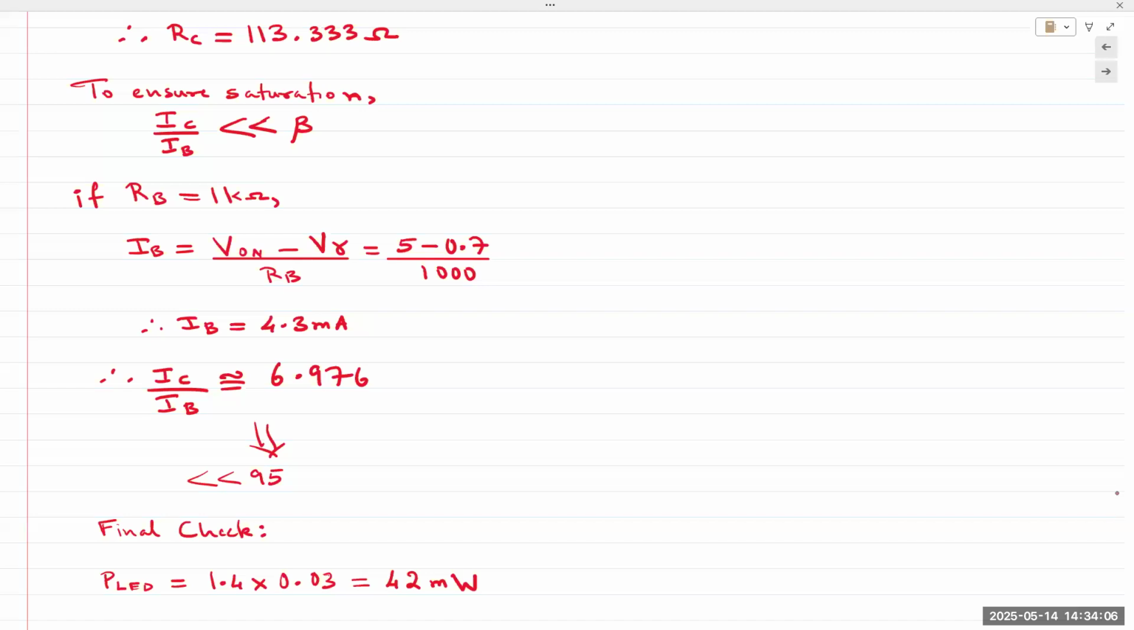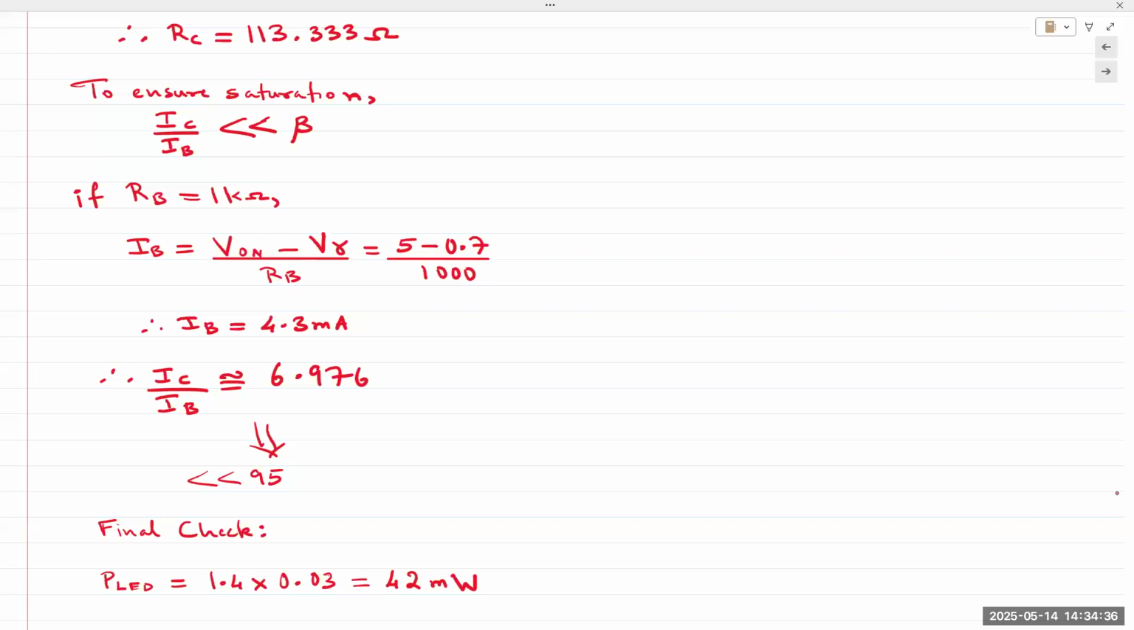If we use a larger value of the base resistor, like say 10K or 15K or anything larger, the base current would be small, hence the collector current would be small, hence VCE might not drop. It'll remain in the active region. But if you want to drive it into saturation, IB must be large. In order to keep IB large, we lower the value of RB. So RB is kept at 1 kilo ohm.